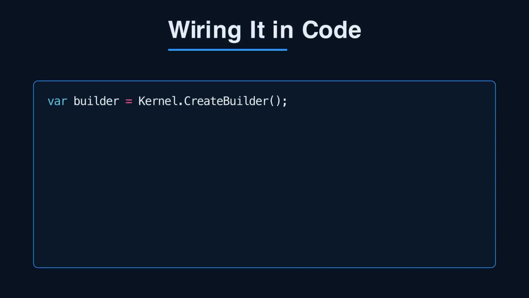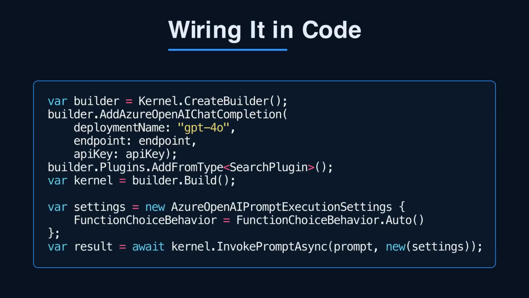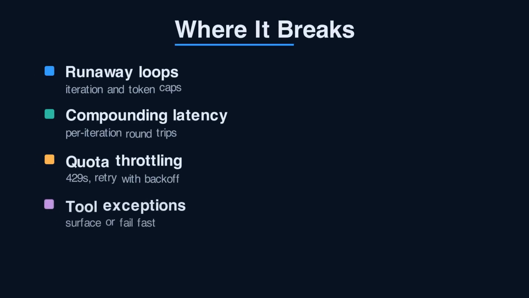Here's the minimal wiring. You build a kernel, add the Azure OpenAI chat completion service with your deployment name and endpoint, register your plugin, then enable automatic function calling through the execution settings. That last line is what turns a plain chat call into an agent loop. Notice we pass a deployment name, not a model name, because Azure OpenAI routes through your own deployment. Check the current Azure docs, since the Semantic Kernel API surface and the function calling settings have changed across recent versions. Now the failure modes, because this is where real systems live.